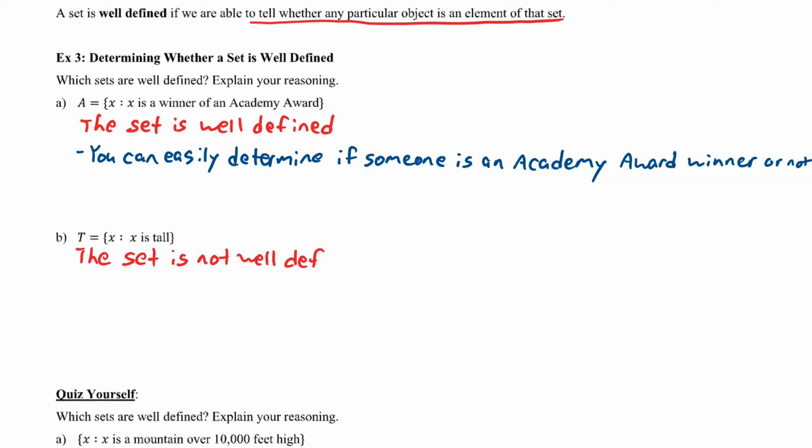And the reason being, if we were to have a conversation about if I am tall or not, some of you may say I am tall. Some of you may say I'm not tall. So that's what we want to think about when we are discussing, is the set well defined? In this case, it's not cut and dry. Everyone has their own opinion, their own perspective. So you can't say without a shadow of a doubt yes or no, because everyone's interpretation of being tall is going to be a little bit different.